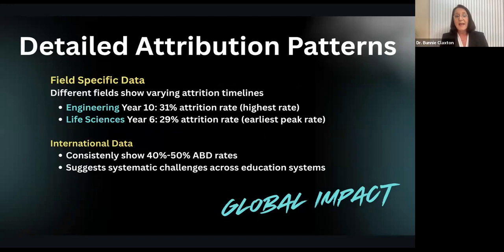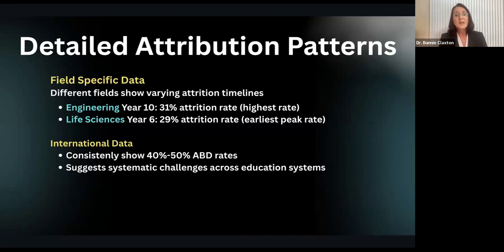Life sciences has the earliest peak of the highest attrition rate, which is 29%. So basically a third of engineering students and a third of life science students have the highest and the earliest peak rate. Now, internationally, data consistently show that 40 to 50% is the rate of ABD. So this isn't just a US issue. This is a global issue, which does suggest that there are systemic challenges across education systems.